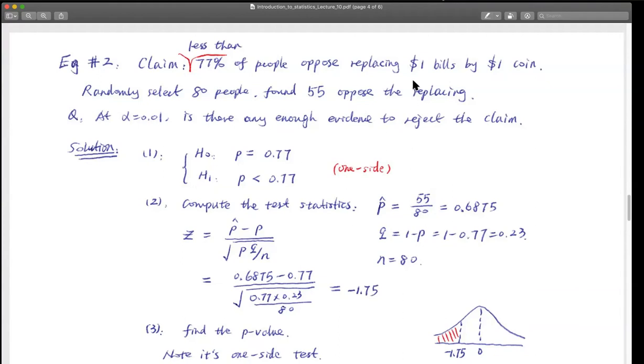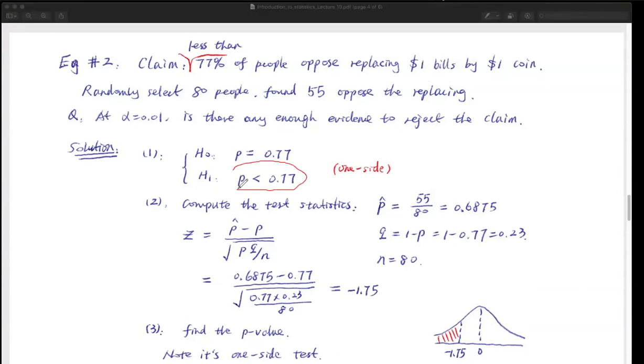Now H1, I write down less than 77%. Why is that? Because in the claim, that's the one we mentioned, less than 77%, right? So that's easy, right? Number two, doing the calculation here.